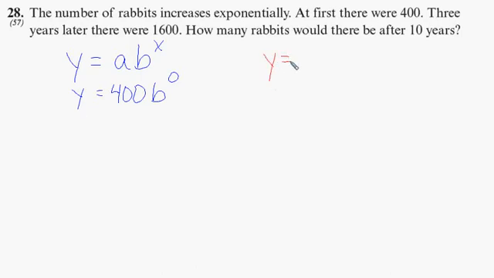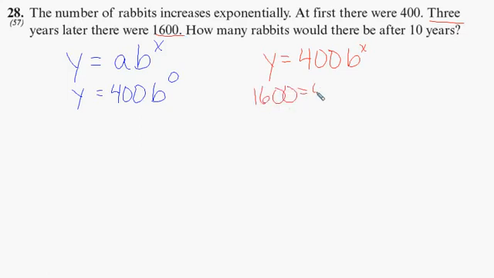We know that a is equal to 400. Now we need to solve for b. It says 3 years later there were 1600. Okay, so we have b to the x. So we know 3 and we know 1600. That's our xy pair to help us solve for b.